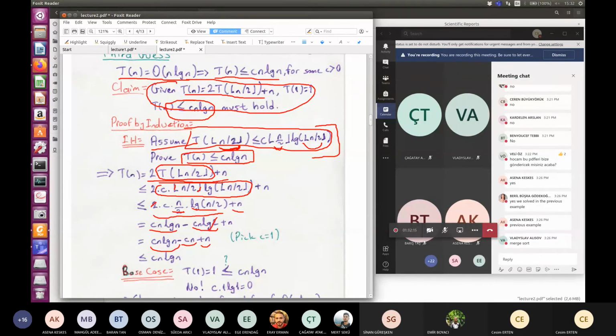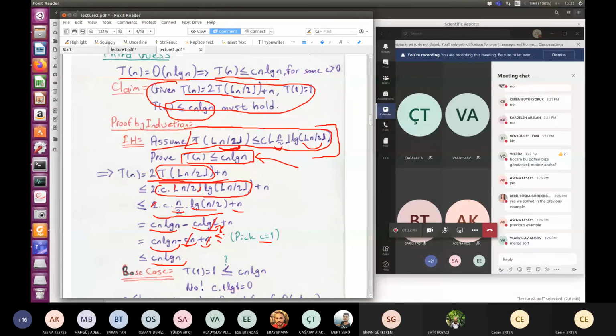Remember what we wanted to prove? We wanted to prove that T of n is less than or equal to Cn log n. So is this term smaller than or equal to Cn log n for some value of C? Now if we simply pick C equals 1, these two will cancel out and we will have Cn log n less than or equal to Cn log n, which is what we wanted to show in here.